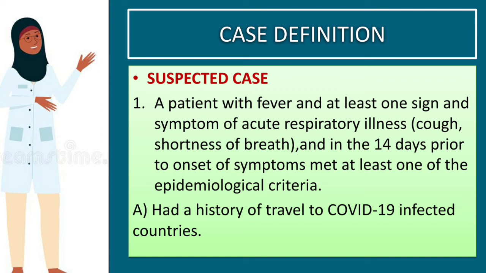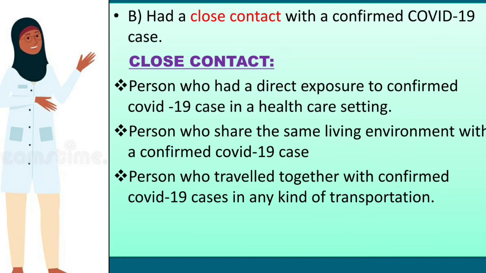Normally, the epidemiological link is classified into 3. The first one is the one who has a travel history to any of the COVID-19 infected countries like China, Iran, or any other countries where they handle COVID-19 patients. Secondly, the second epidemiological link is the one who had a close contact with a confirmed COVID-19 patient.